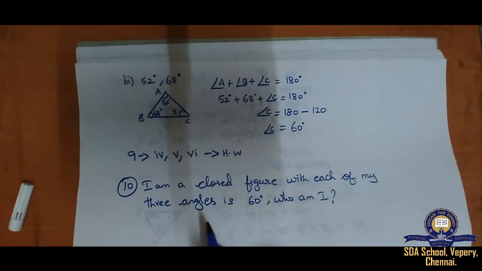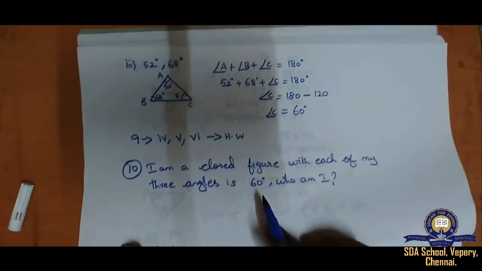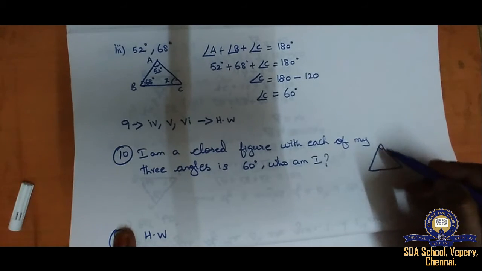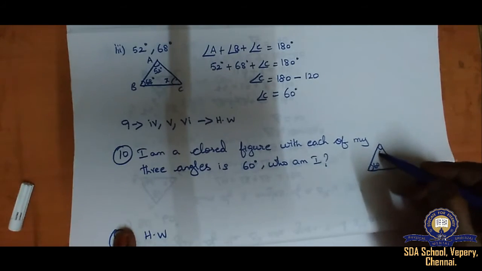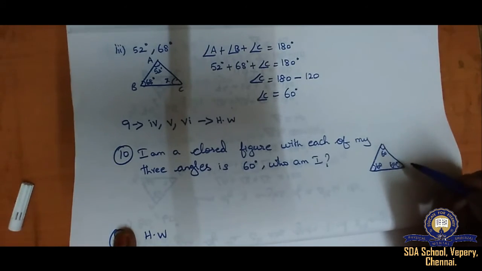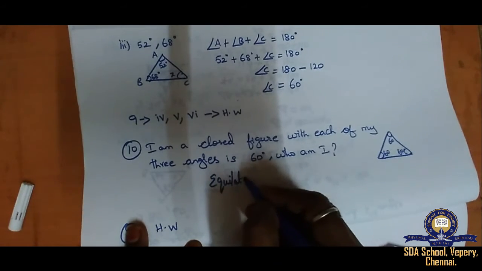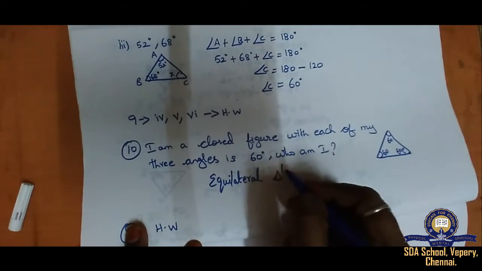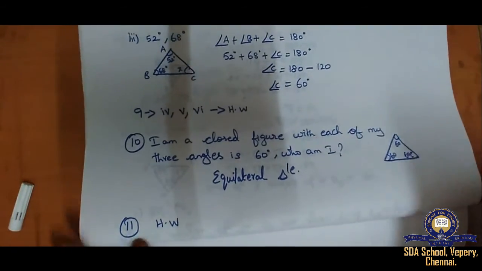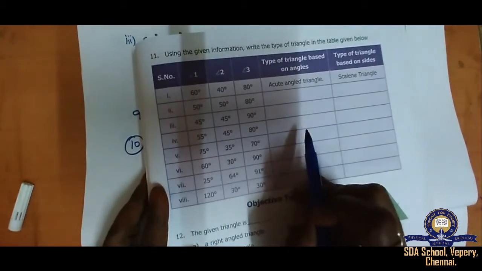10th question: I am a closed figure with each of my three angles 60 degrees. See, I am a closed figure. Each angle is 60, 60, 60. Who am I? If all the angles are equal, what is it? It is an equilateral triangle. Clear? 11th one is homework. I will tell you how to do this. In the 11th one, we have to finish it in the textbook itself.